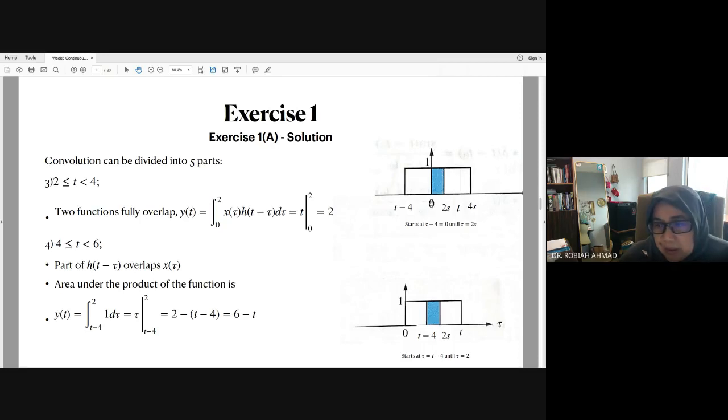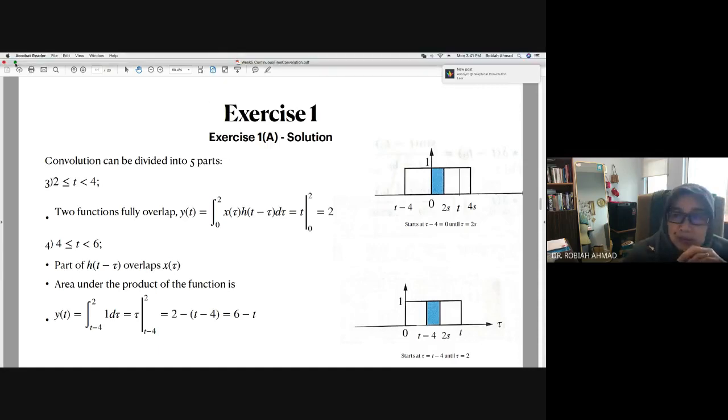Okay, so now we have T equal to 2, we imagine it here as 2. And then this is our T. So T is 2 to 4. The two functions are the same, but now the width of T is not the same. The overlapping here, the limit is between 0 to 2. And at this time they fully overlap each other, between 0 to 2, because I will draw it here.